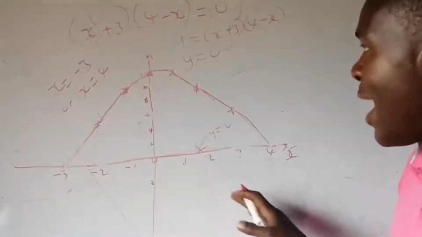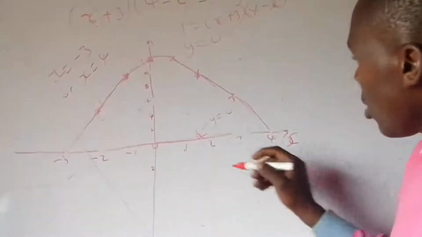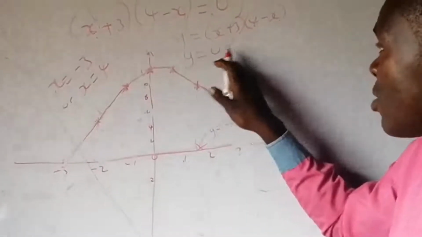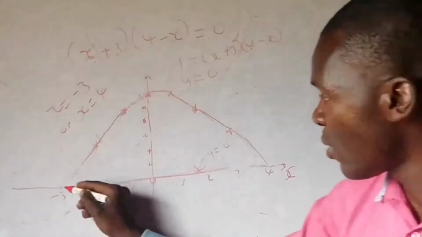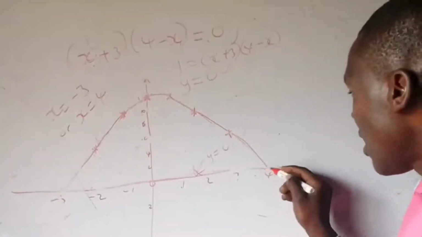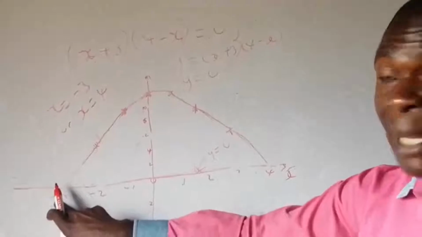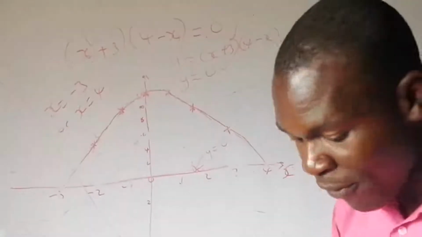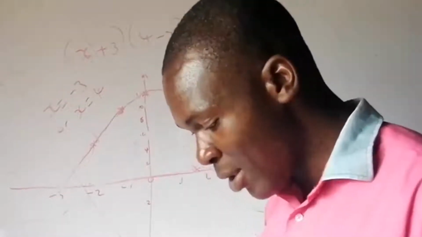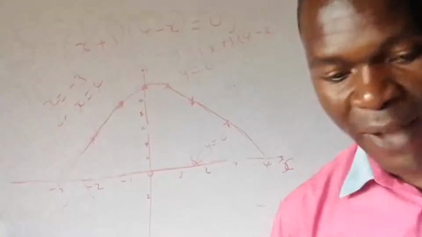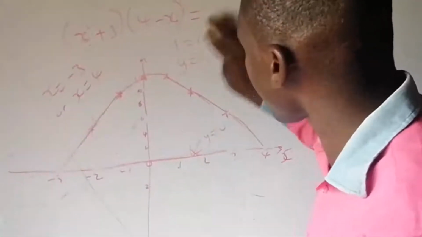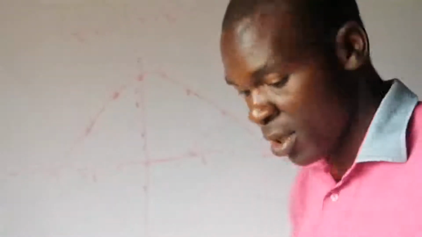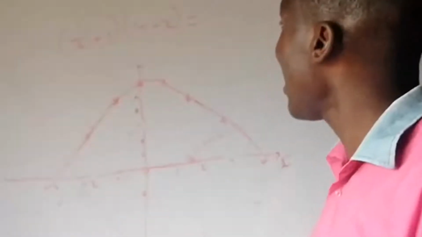So always know that the solution is found where the line y is equal to 0 and this function intersect. What is the value of x at the point of intersection? Here x is equal to minus 3 and here x is equal to 4. This is the solution. Now moving on to the next question of finding the roots. We can be asked to find the roots of the equation (x plus 3)(4 minus x) is equal to 4.